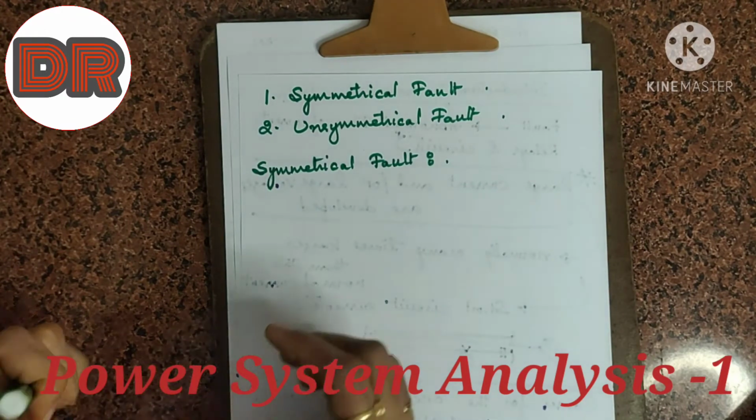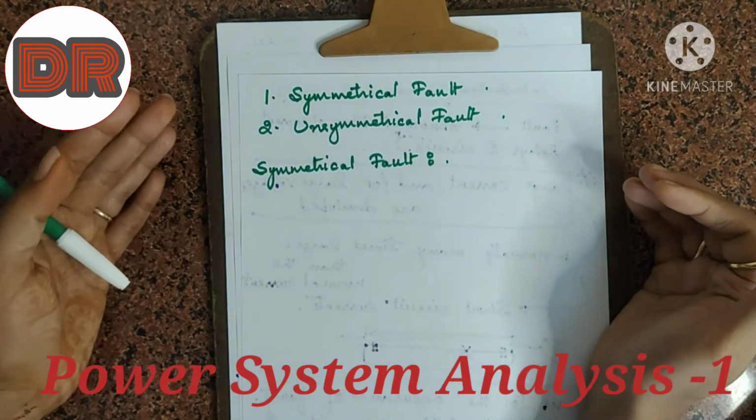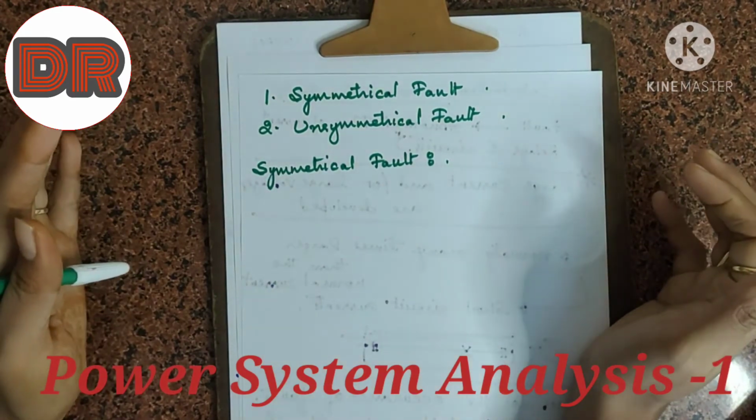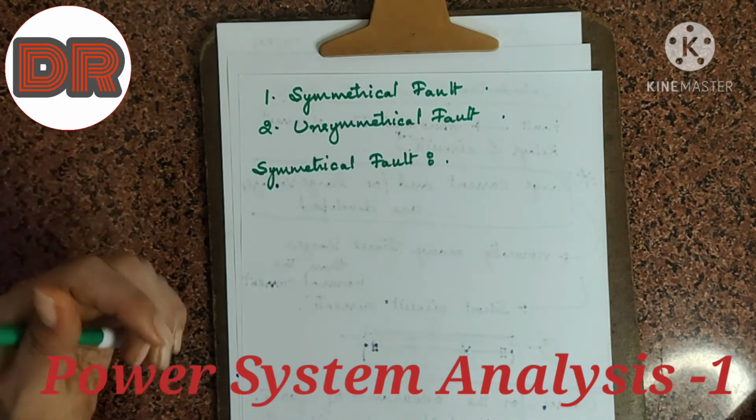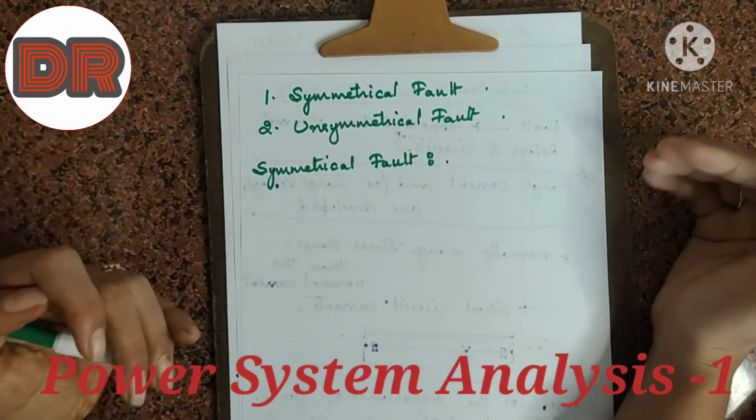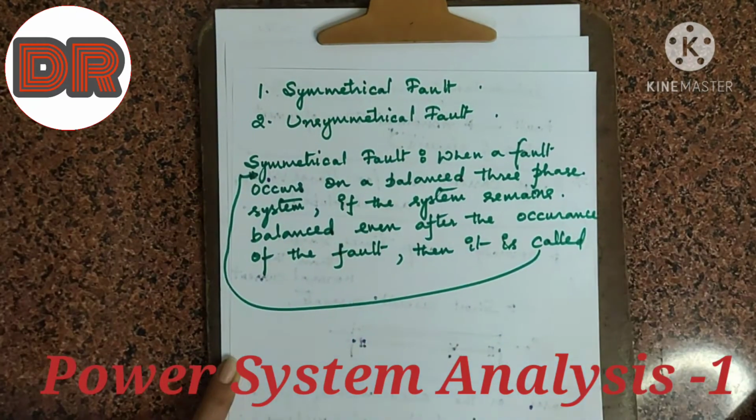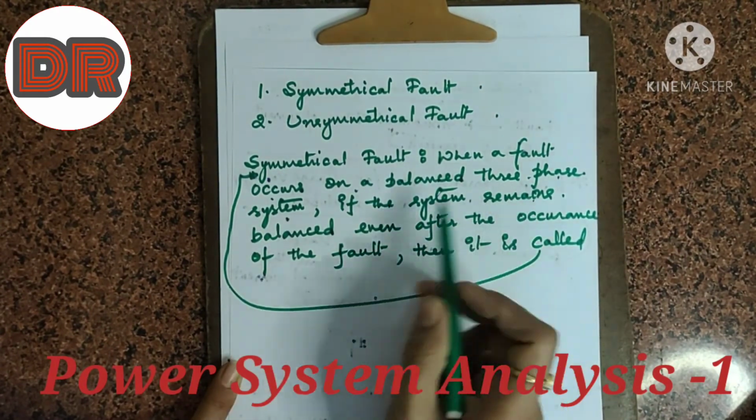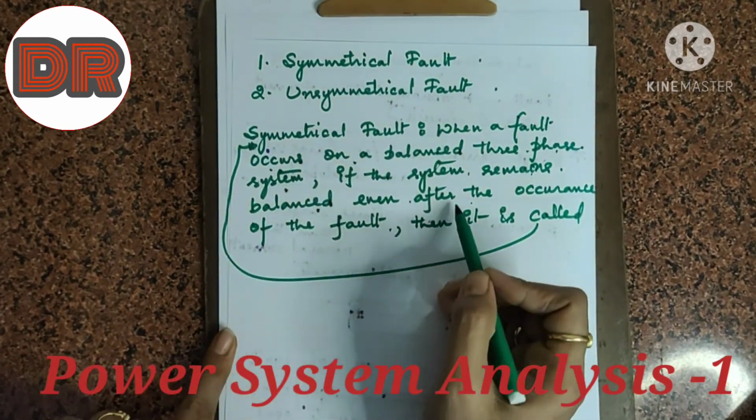So when a fault occurs on a balanced three-phase system, you know what is a balanced three-phase system. Balanced is nothing but the voltage values across all the three phases will be same. So that is balanced three-phase system. When a fault occurs on a balanced three-phase system, if the system remains balanced even after the occurrence of the fault, then it is called symmetrical fault.